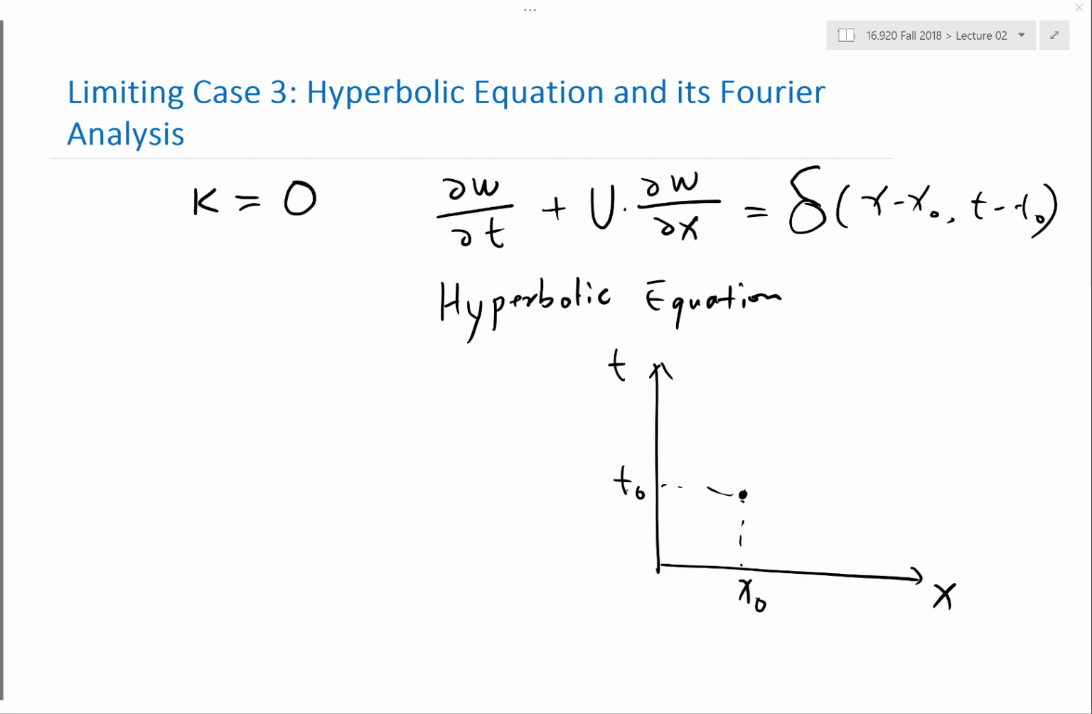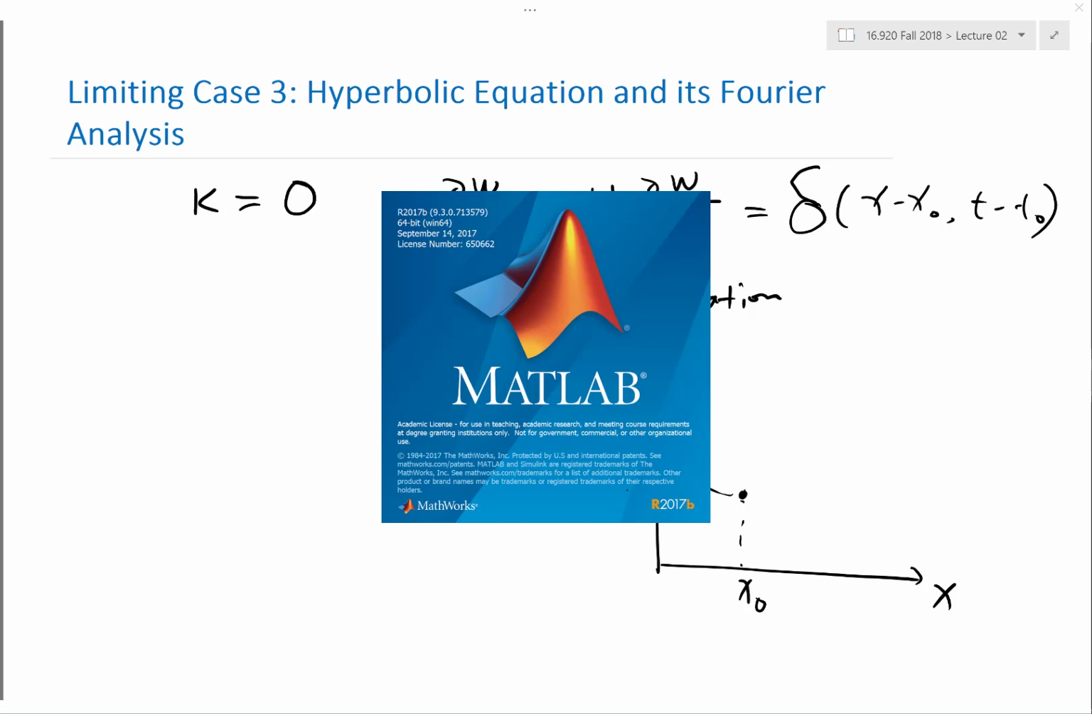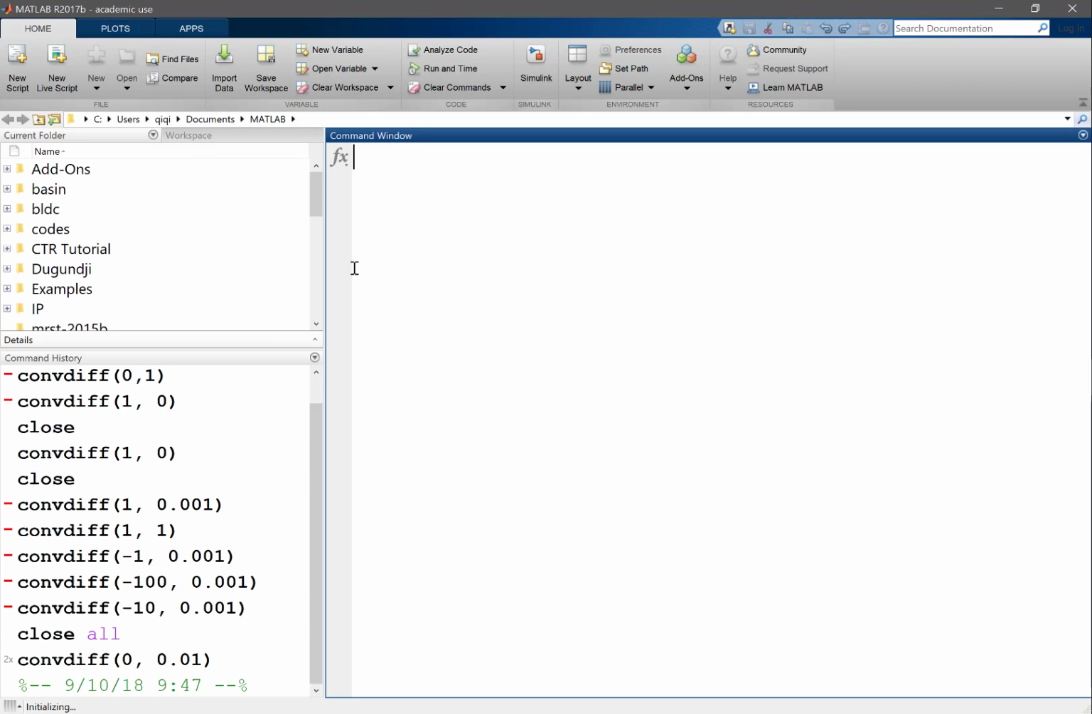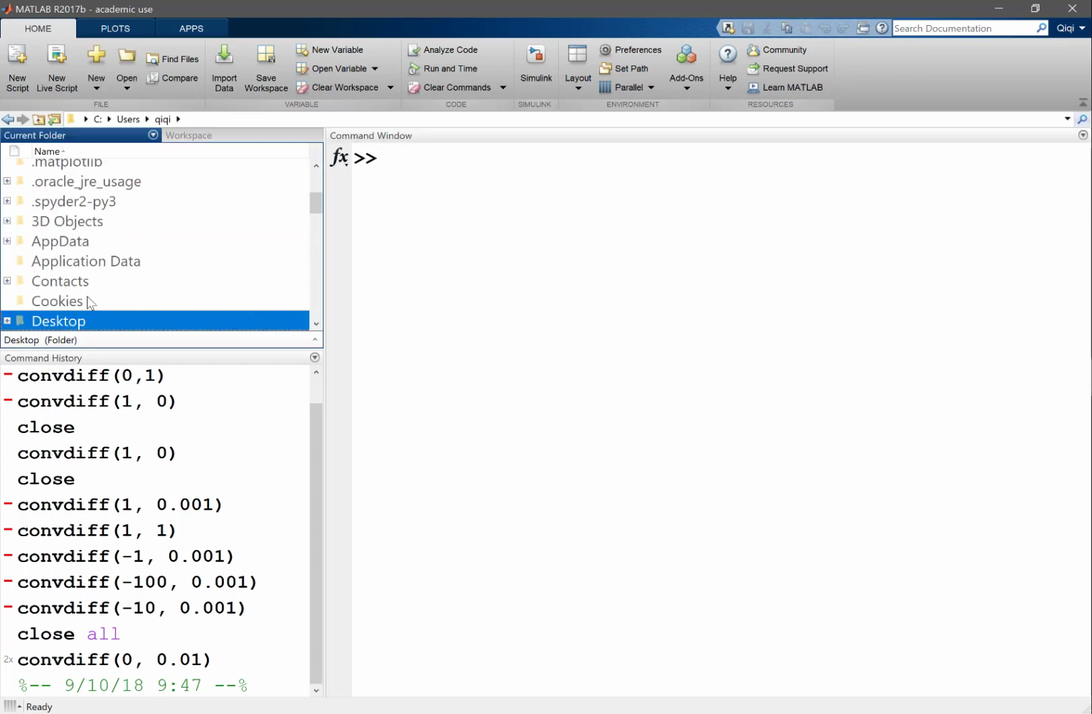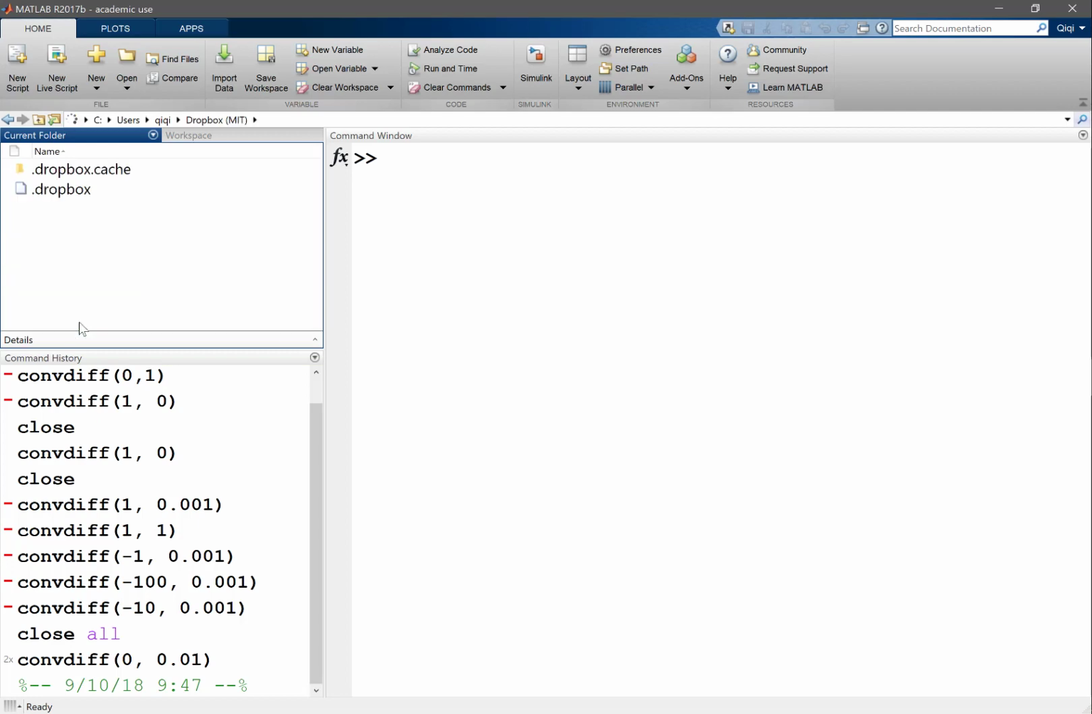Well, first let's launch MATLAB and do the same demo as we did last time, but with a kappa equal to 0. Meanwhile, think about what we saw last time. If kappa is equal to 0, how is the solution going to evolve? And maybe that's going to give you the answer to the question I was just asking. What is the domain of influence for a purely hyperbolic equation?